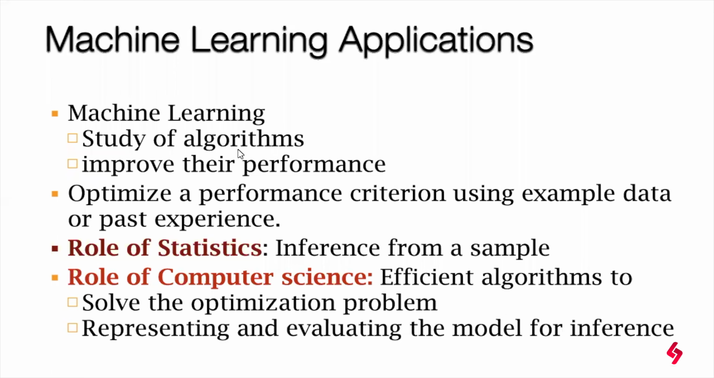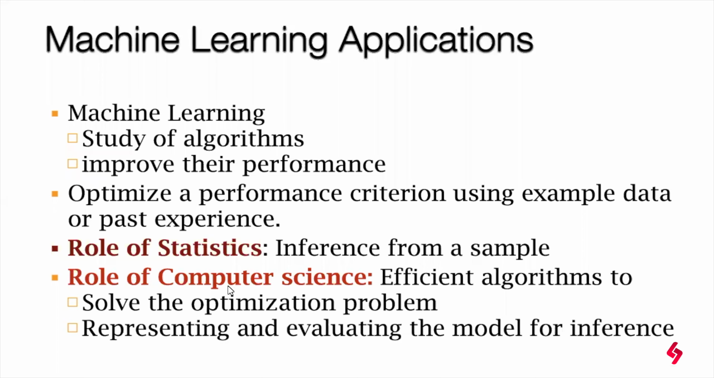Improve their performance, and their performance means machine learning models. We need to know how far we can improve. What are the various performance measures we can consider to improve our machine learning model, and what is the study of algorithms? All these things come here. Optimizing a performance criterion using example data and past experience. And this is continuous training of the model.